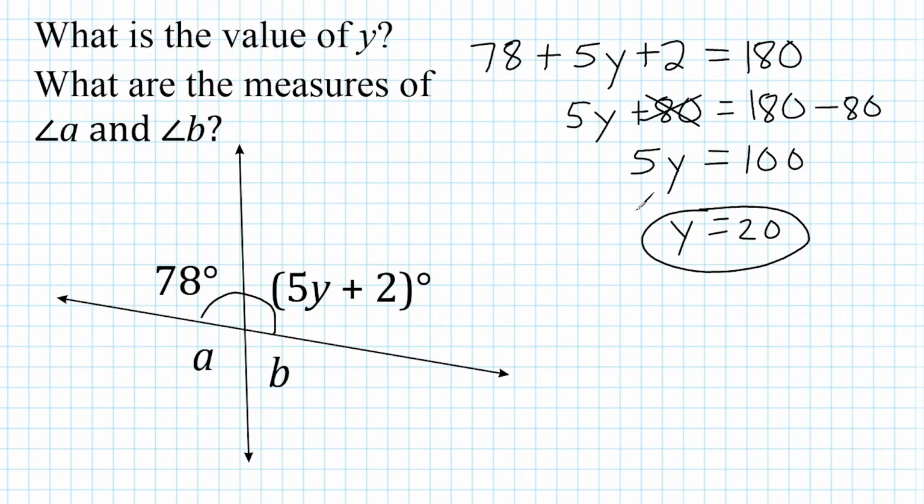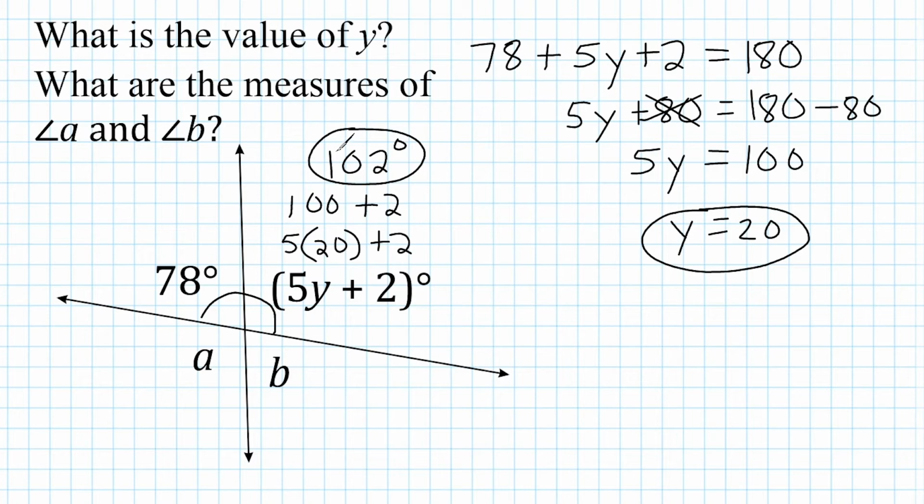All right, now that we know that y is 20, we can plug 20 in for y and figure out what the angle measure is of this angle. So this angle is not 20 degrees. 20 is just the value of y. What we have to do is take 5, multiply it by 20, which is the value of y, and then add 2. 5 times 20 is 100, and 100 plus 2 more is equal to 102 degrees. Now this makes sense because if we were to add 102 degrees with 78 degrees, that would give us our total of 180 degrees.